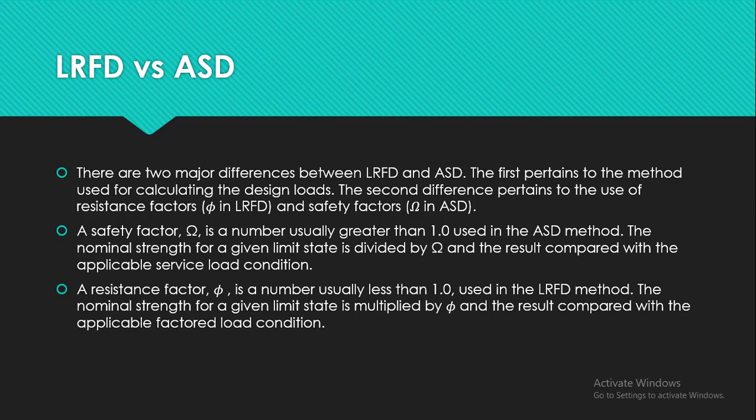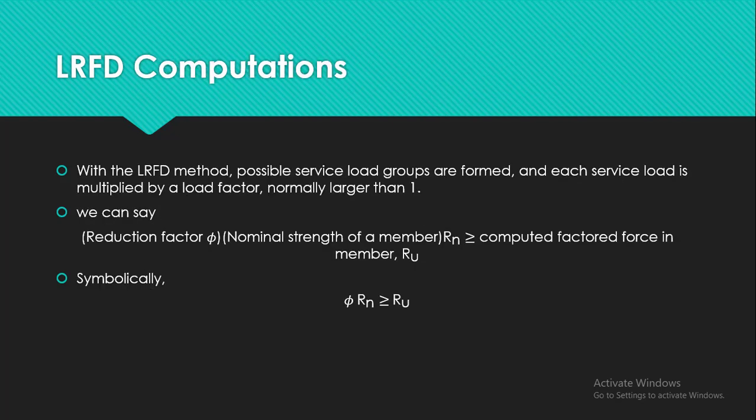A safety factor omega is a number usually greater than 1 used in the ASD method. The nominal strength of a given limit state is divided by omega and the result compared with the applicable service load condition. On the other hand, we have the resistance factor, which is a number usually less than 1 used in the LRFD method, of course. The nominal strength for a given limit state is multiplied by phi and the result compared with the applicable factored load condition. Now let's move on to the computations for the LRFD.